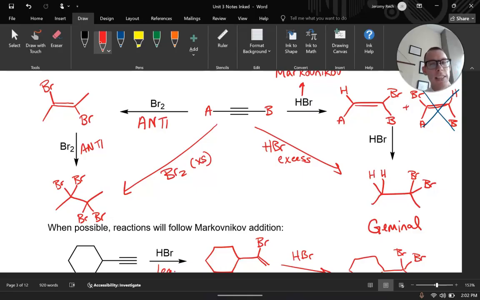Again, these are just the exact same type of stuff that we saw with alkenes. That's why we're going through these a little bit quicker. The only difference is we're doing alkynes. So we can do a single addition, or if we use excess, we can get a double addition.